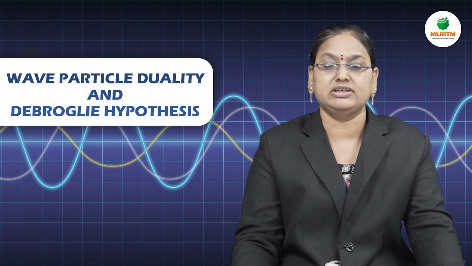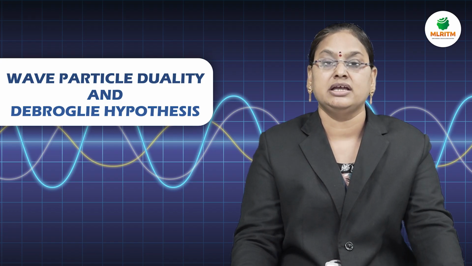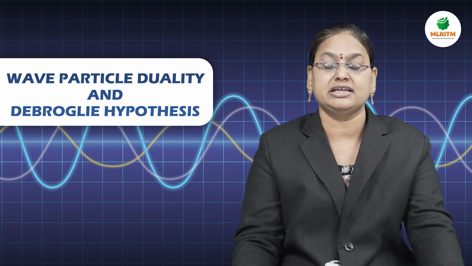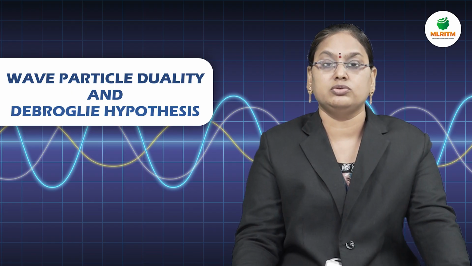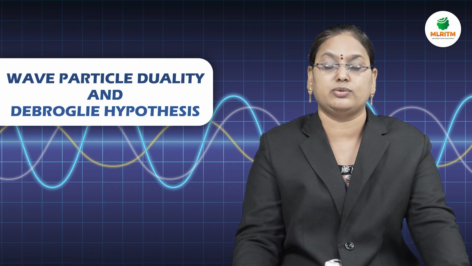We have also derived another form of Einstein's photoelectric equation, that is V naught is equal to h by e into nu minus h nu naught by e. So, this equation shows that the graph between stopping potential and frequency is a straight line of slope h by e and y-intercept minus h nu naught by e. So, from this equation, we can define nu naught. What is nu naught? Nu naught is threshold frequency.